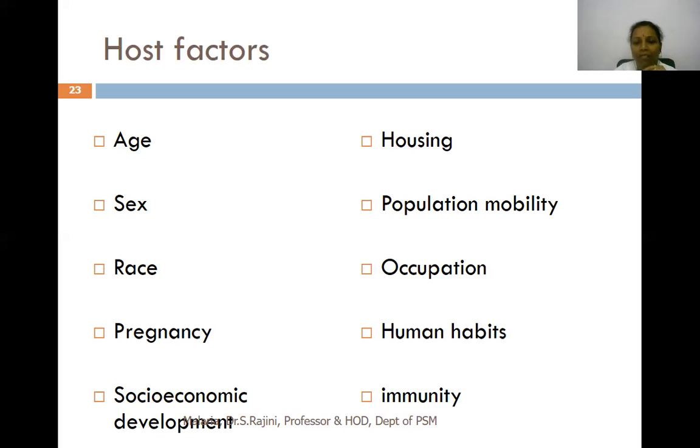Human habitats: tribal areas, rural areas, slums. So these are all the habitats where they are easily prone to the infection. We also have natural immunity, and to some extent that will protect us from the next infection.